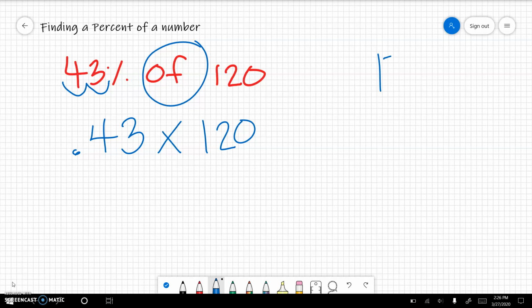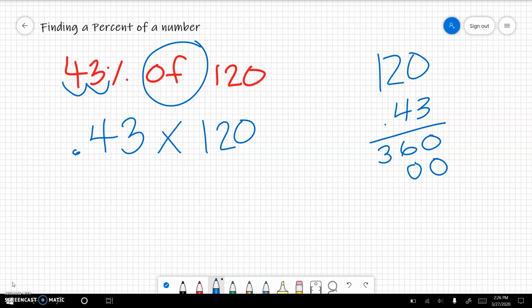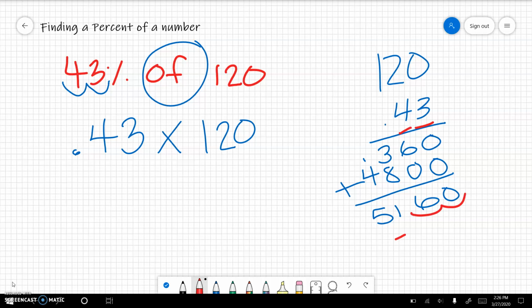So then up here in the corner, I would set that up. 3 times 0 is 0, 3 times 2 is 6, 3 times 1 is 1. I put my placeholder 0. 4 times 0 is 0, 4 times 2 is 8, 4 times 1 is 4. And then I add 0, 6, 11, 5. And I notice here that I have 2 spots before my decimal. So I do that here, 1, 2. My answer would be 51.6. And this is not a percent answer.